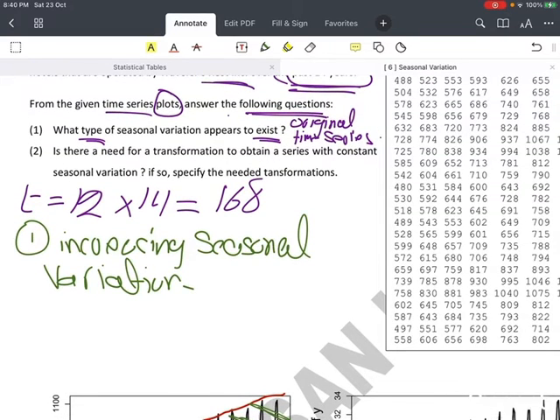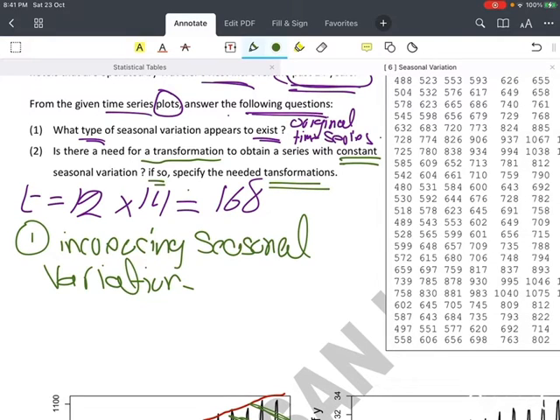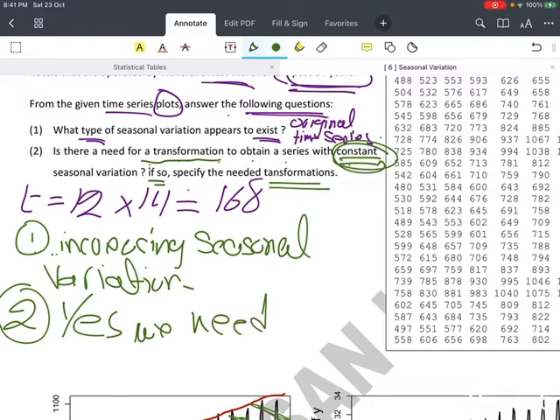Okay, exercise 2. Is there a need for a transformation to obtain a series with constant seasonal variation? If so, specify the type of transformation. Since I wrote in the first question that its type is increasing, of course I will write yes here. Why? Because we said at the beginning that it is increasing, and it asks whether it needs to become constant. Yes, we need a transformation.